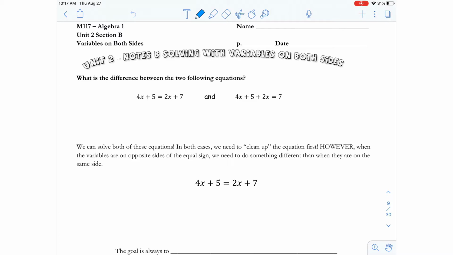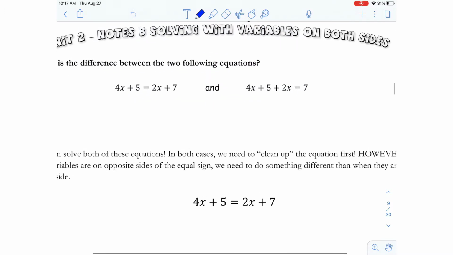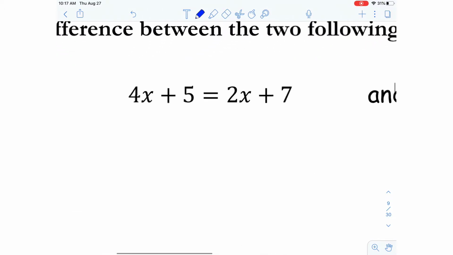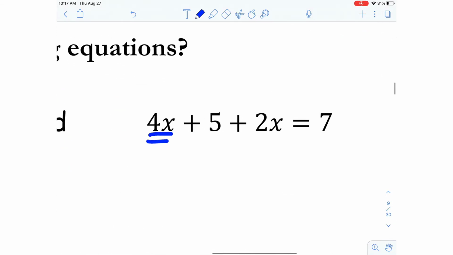The first part is saying, what's the difference between these two equations? Take a look. They look very similar. They both have 4x and 2x, a 5 and a 7. The difference is the placement. The equation on the left-hand side has one variable on either side of the equal sign, whereas the one on the right has the variables on the same side of the equal sign. They're both on the left.